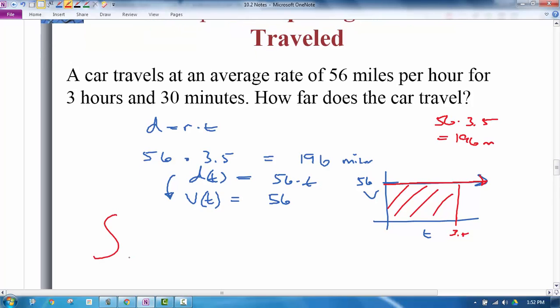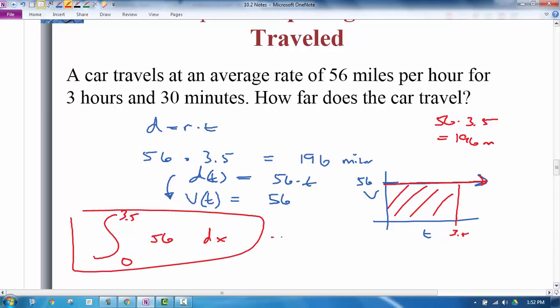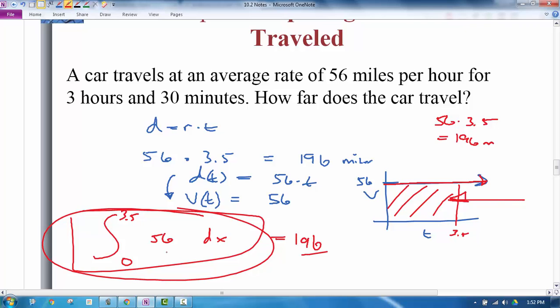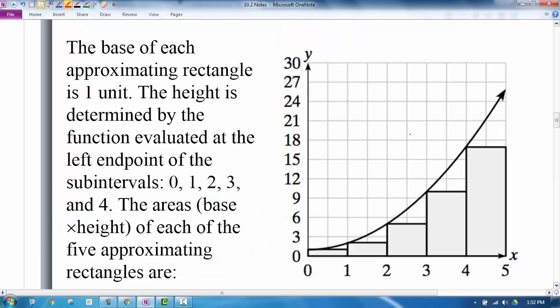Or you can do this in your calculator. You can go from 0 to 3.5 of the velocity time function 56 in terms of x, which there is no x here. But this you can do on your calculator, which I'll show you how to do in the web work homework, and this will give you the 196 as well. So there are different ways to look at this, and it turns out that some of these ways oftentimes are going to be easier, whether it's the geometry from the graph, finding the area underneath the curve, or plugging this into your calculator. But we're going to use different methods throughout the homework.